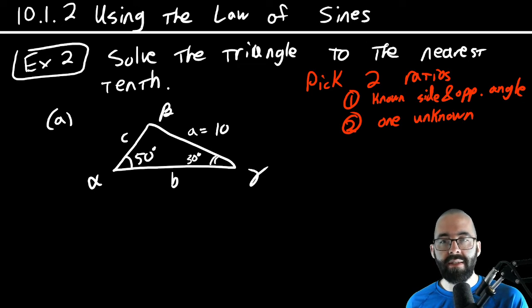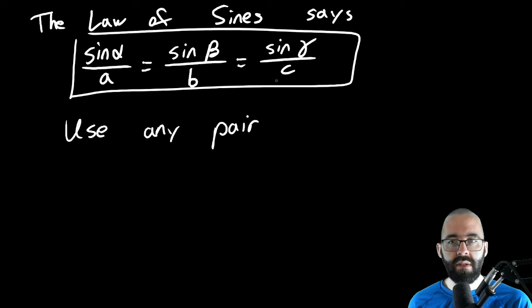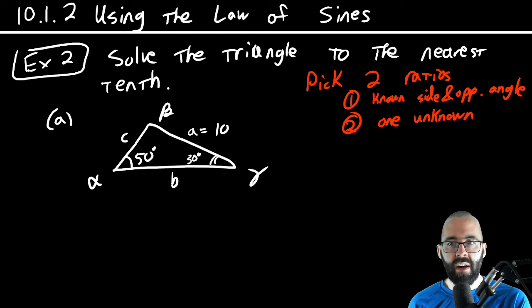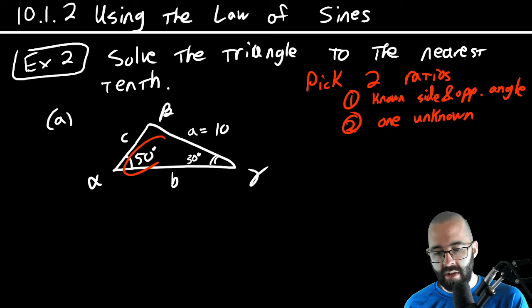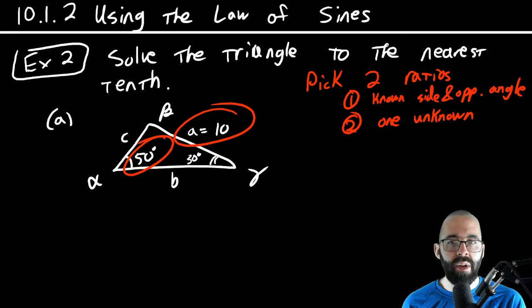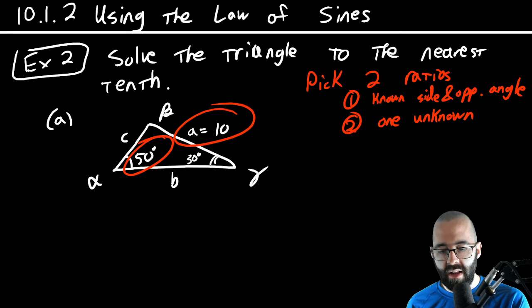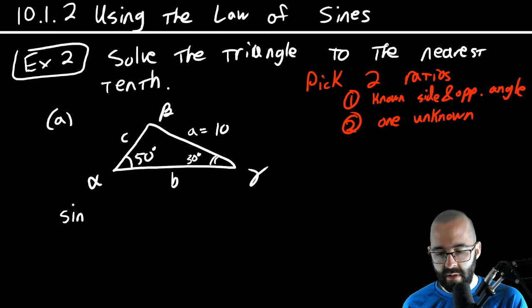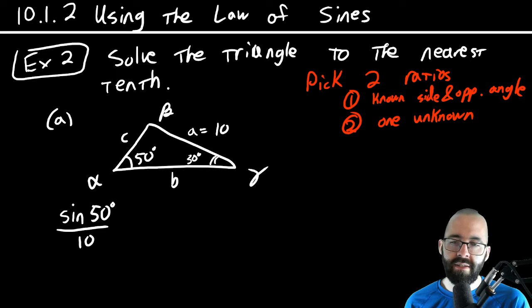So what do I mean by this? We have 3 ratios. Sine alpha divided by A is one ratio. Sine beta divided by B is another ratio. We just need to pick one pair that we know both. Alpha and A. We know both of these. So that's where we're going to start. The sine of 50 degrees divided by 10. And remember, there's no cancellation here. The sine of 50 degrees is its own thing.